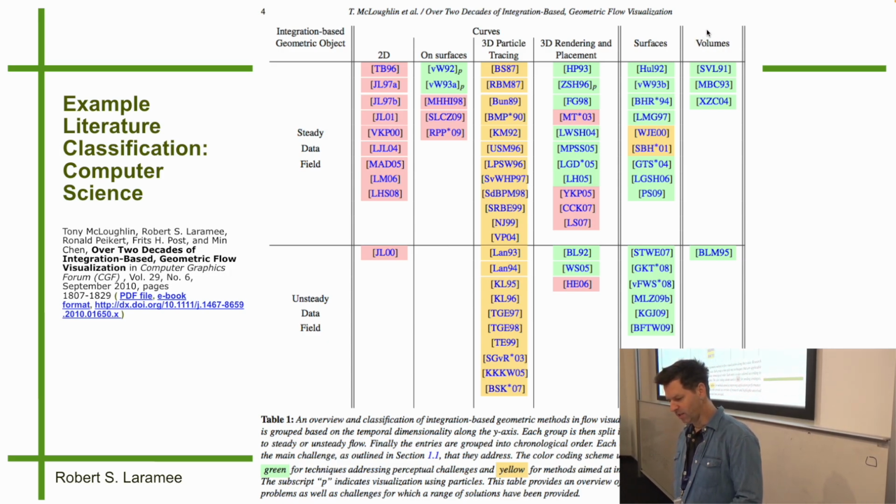And then on the y-axis, we have the data again. Steady, static data, or time-dependent data, also called unsteady. So I can look at this paper and say, okay, I know that this paper outputs 2D curves for unsteady or time-dependent data. And the topic is seeding strategies or placement. That's another word for placement, which you're not expected to know what that means at this point. So there are 3 dimensions.